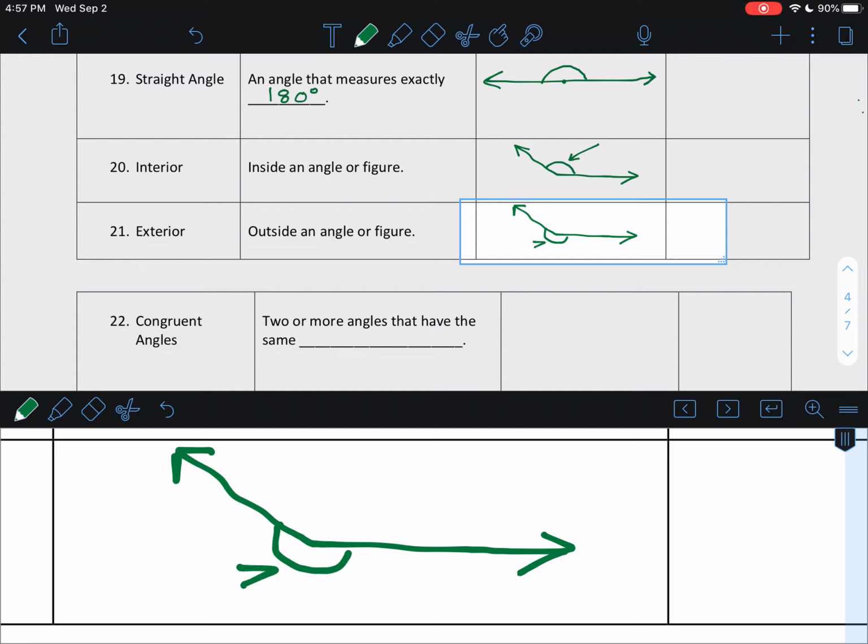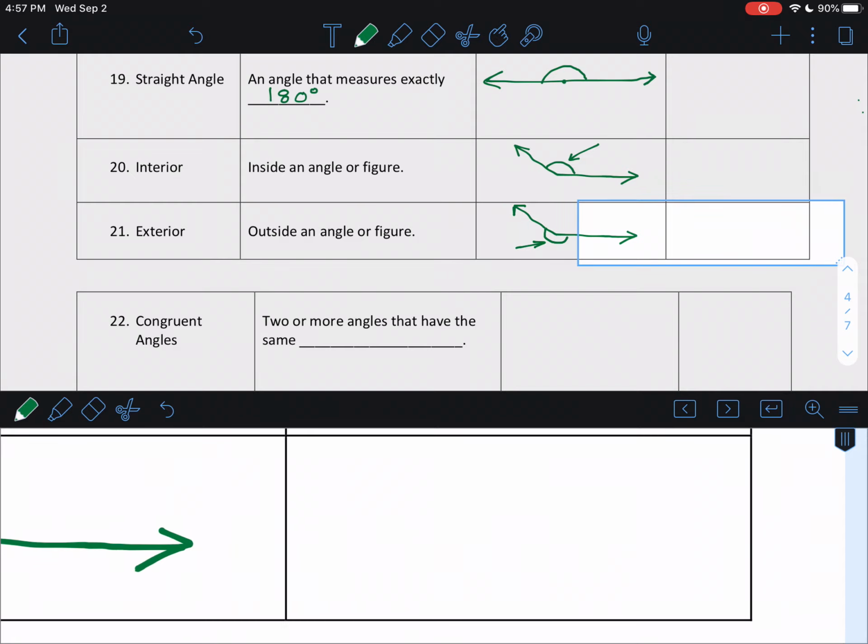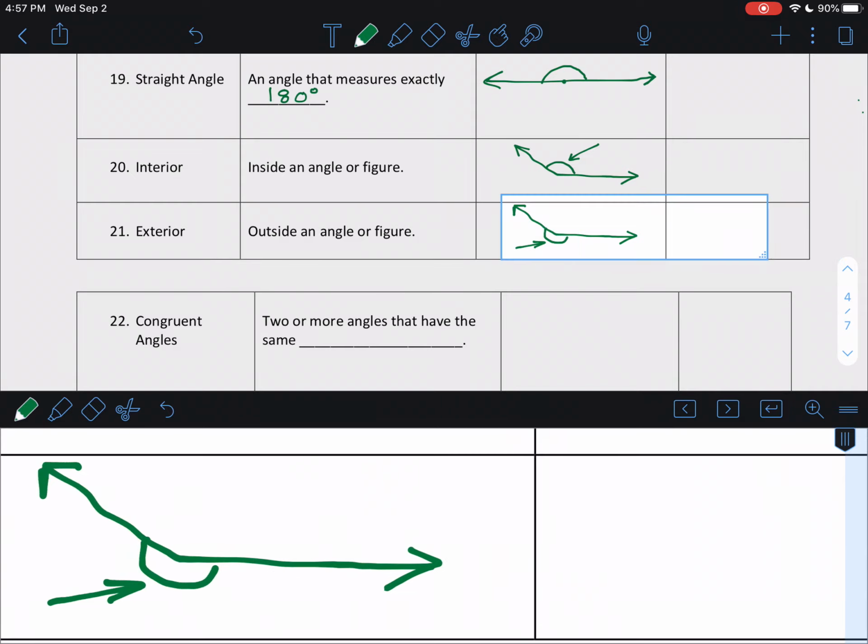So, like I said, we will very rarely refer to the exterior of an angle. If you were seeing the exterior of an angle in a problem, they would specifically say exterior instead of labeling it some sort of way. So there's no way to name it.